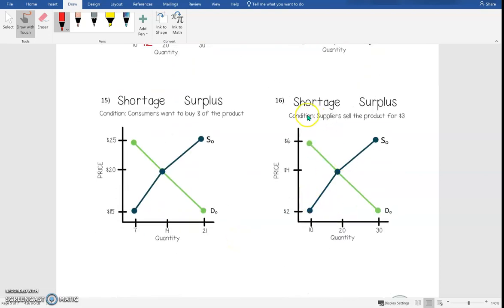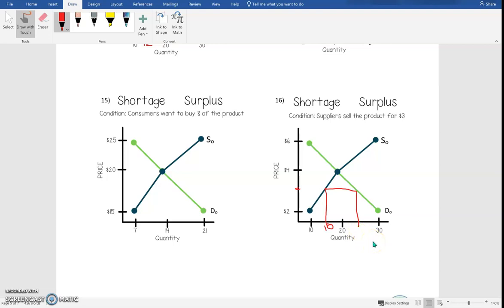Looking at 16 now, suppliers, so that means my supply curve, sell the product for $3. All right, $3 is right here, about the same point we were at last time. So here's where that's at on my supply curve. Bring it down. Again, we're looking at about 15 here. That's a 5.